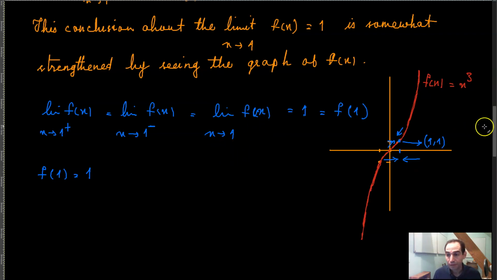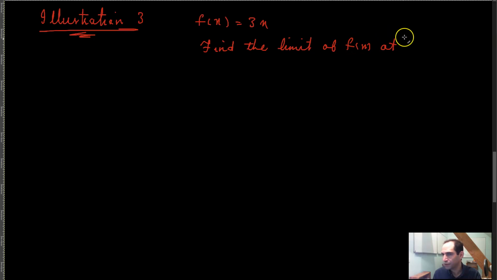Now, as another illustration, let's consider illustration number 3. We have the function f of x is equal to 3x. Now we want to find the limit of this function, the limit of f of x at x is equal to 2.